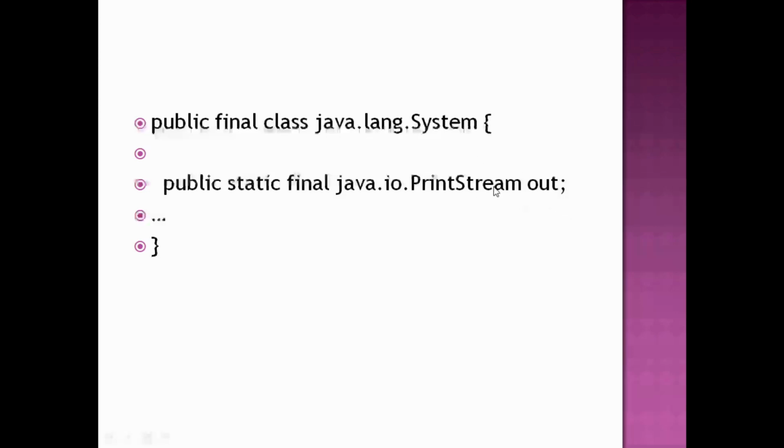Now after that, since out is at the same time an object of the PrintStream class, whatever non-static functions are there inside the PrintStream class, out can access by using the dot operator, all the functions of the PrintStream class. Clear? So let's see the content of the PrintStream class.